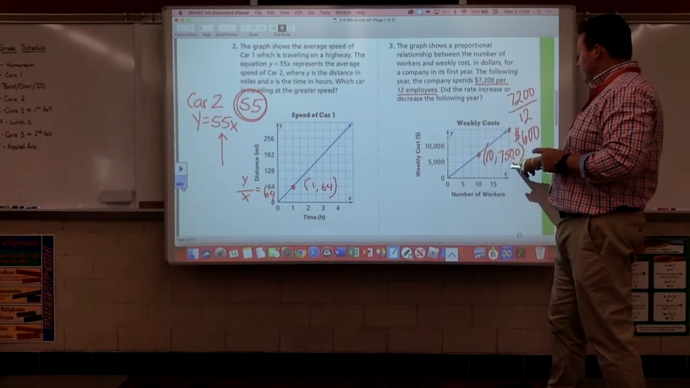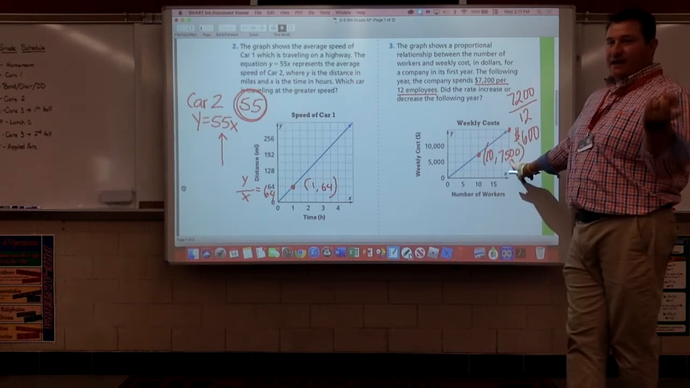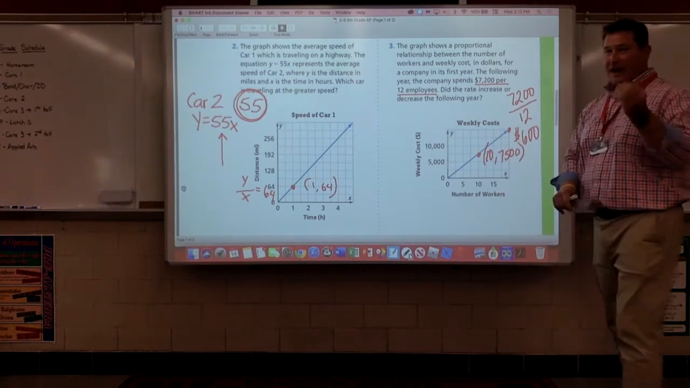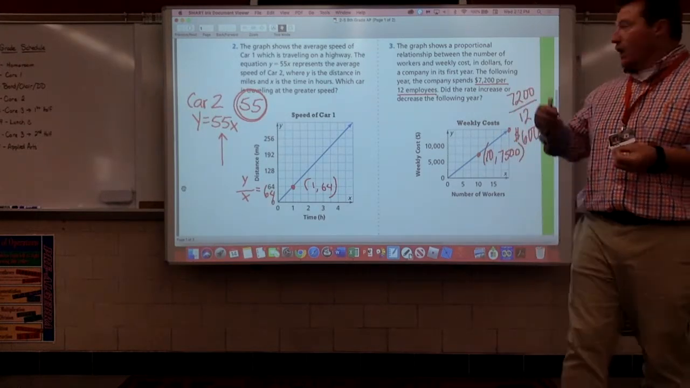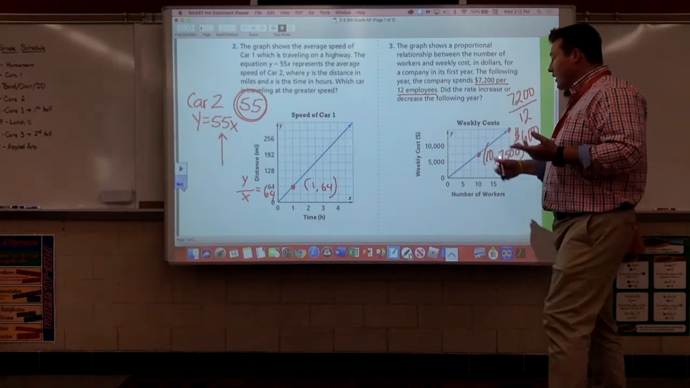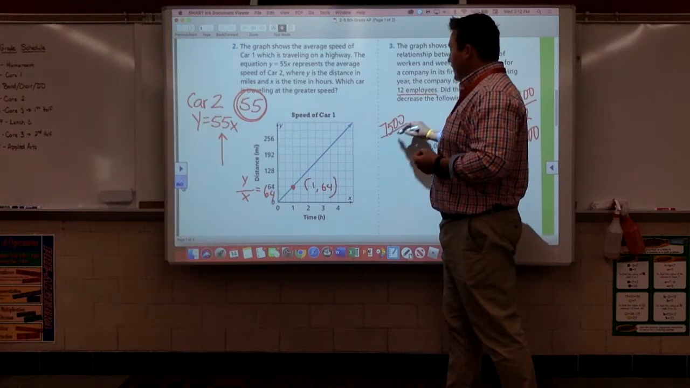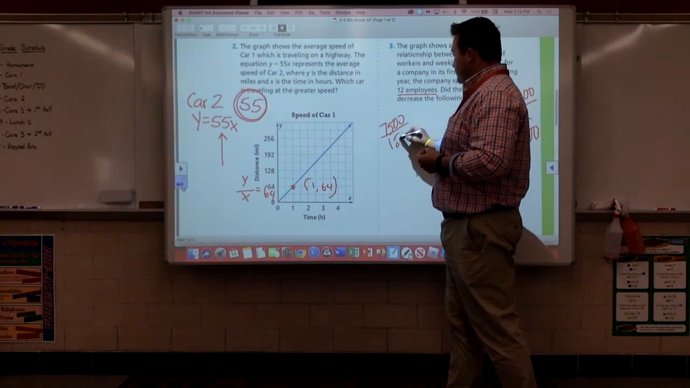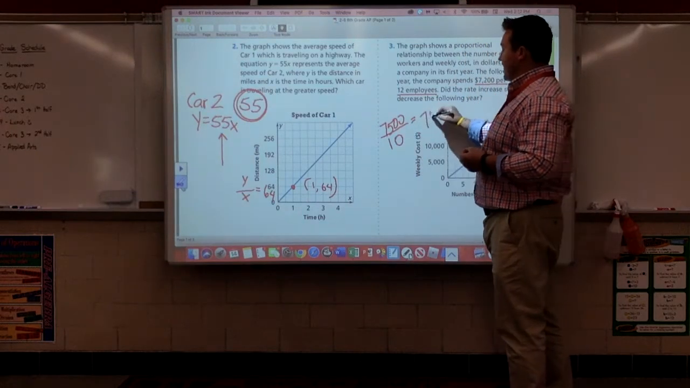So again, this means, guys, that the company spent $7,500 for 10 employees. How much are they spending per one? I don't know, but what I do know is that we can do the same thing. 7,500 for, not 12 employees, 10, right? This should turn into $750.